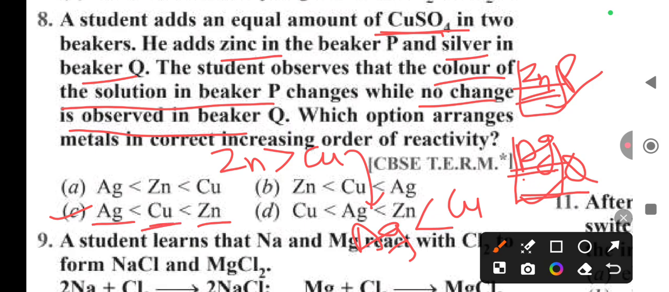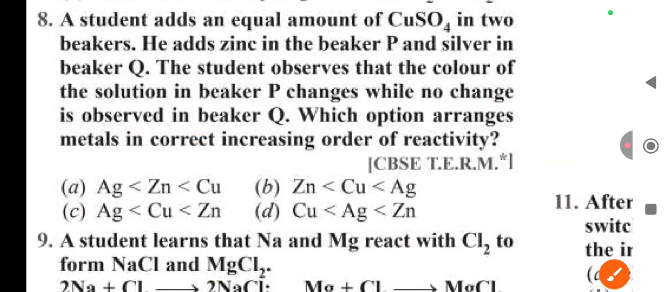Okay. If you know the reactivity series, accordingly also you can go, or if you know how they react, it means if they are writing this, it will react and it will change the color, it means that compound will be the more reactive.